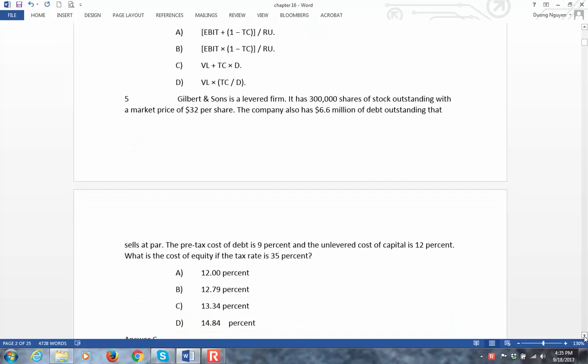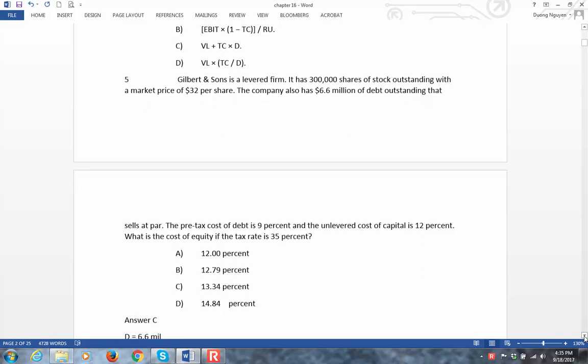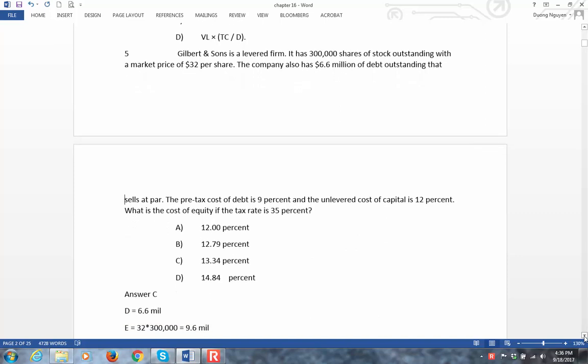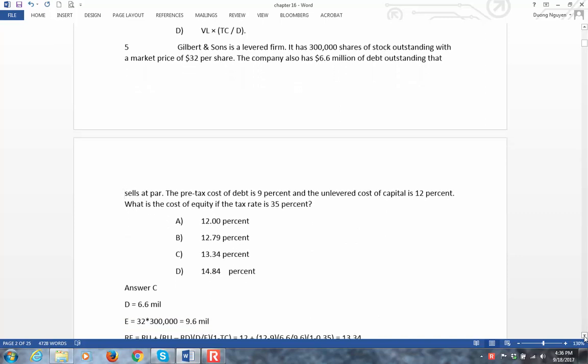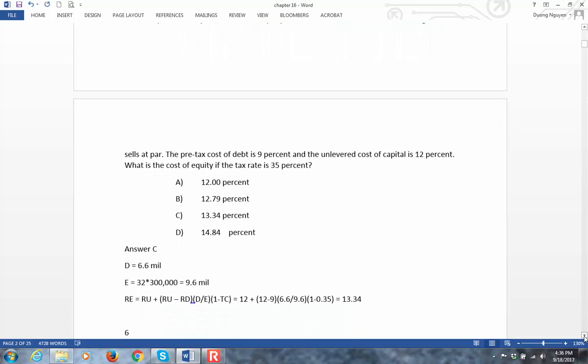This company is Level Firm. It has 300,000 shares outstanding with a market price of $30 per share. The company has 6.6 million debt outstanding, selling at par value. Pre-tax cost of debt is 9% and the unlevered cost of capital is 12%. What is the cost of equity?